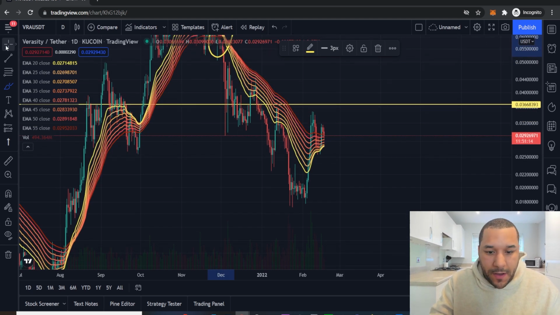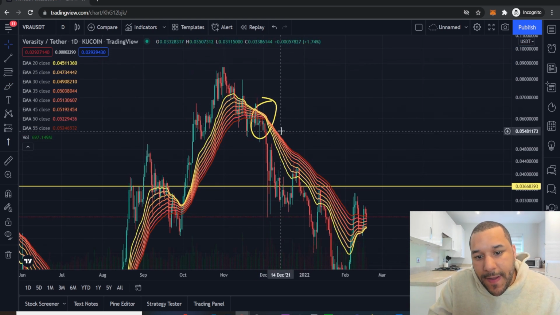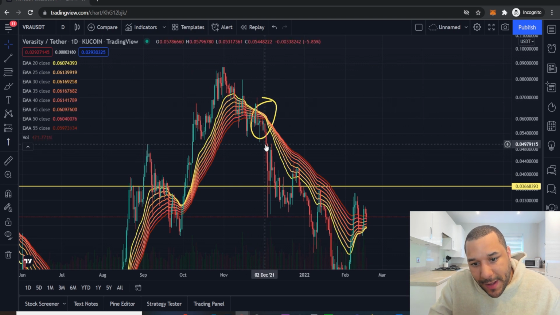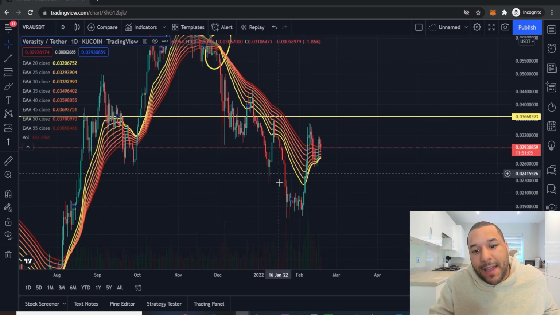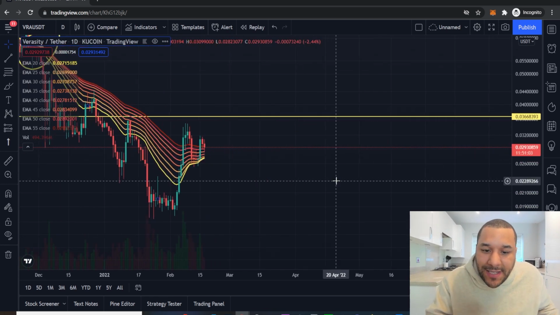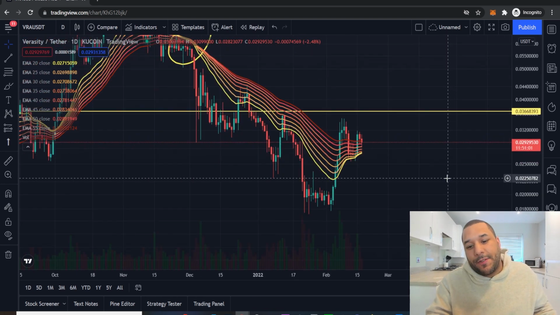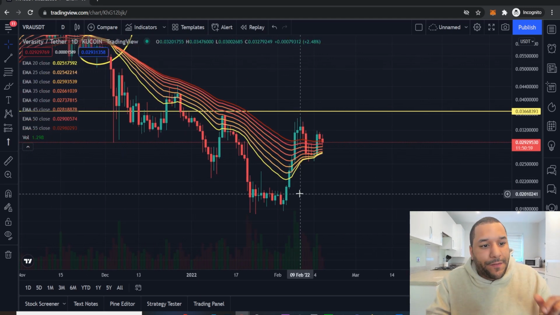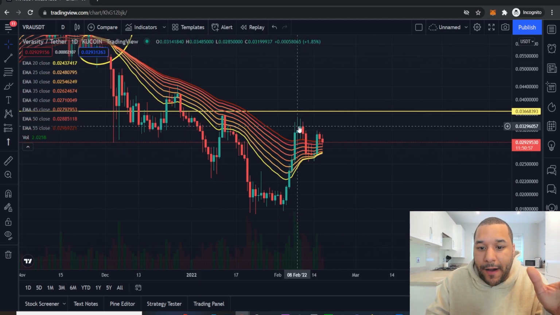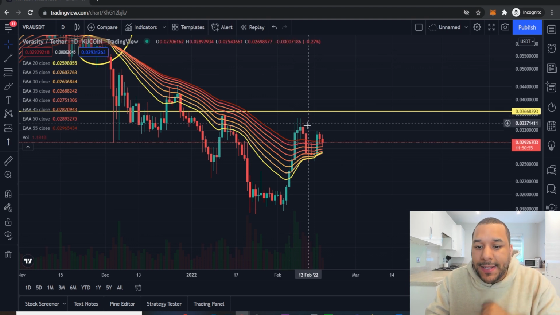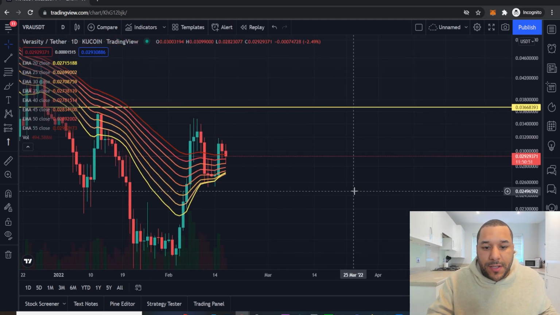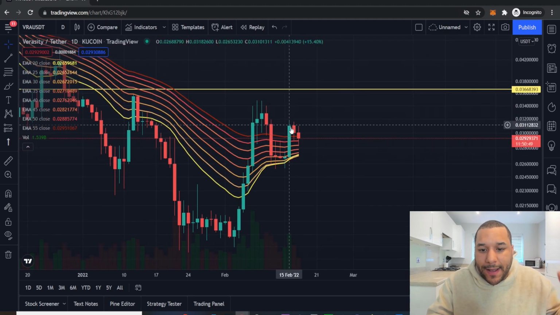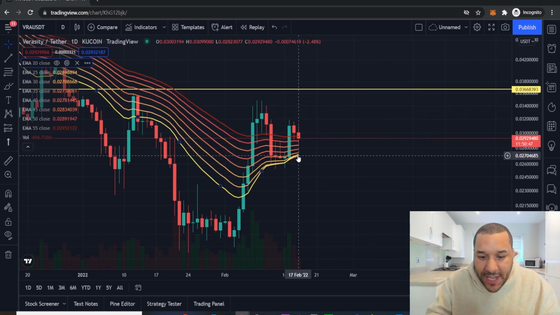When you see the cross in these EMA ribbons, it signals a trend reversal, which means when we saw the cross back in November, December, this was bearish momentum, and Verasity had a hard time trying to break back above it. It kept resisting. But recently, guys, we've just seen Verasity break above these EMA ribbons, and it's holding support. So this is a good look.